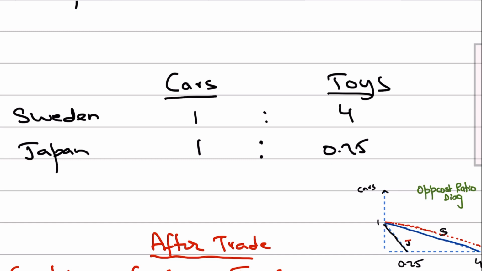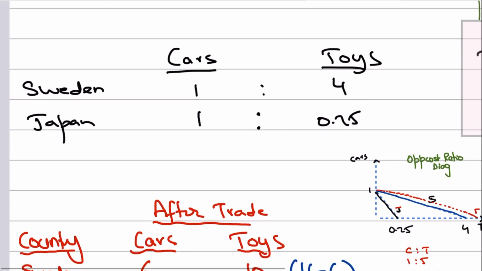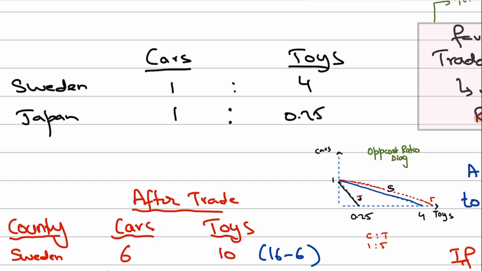If Sweden produced 1 car itself, it sacrificed 4 toys. Now, because Sweden is specializing in toys, if Sweden imports 1 car, then it only needs to sacrifice 1 toy, while before, in order to produce 1 car, Sweden had to sacrifice 4 toys. Since Sweden is specializing in toys, it is going to import 1 car from Japan, and if it imports 1 car from Japan, then it only needs to give up 1 toy.